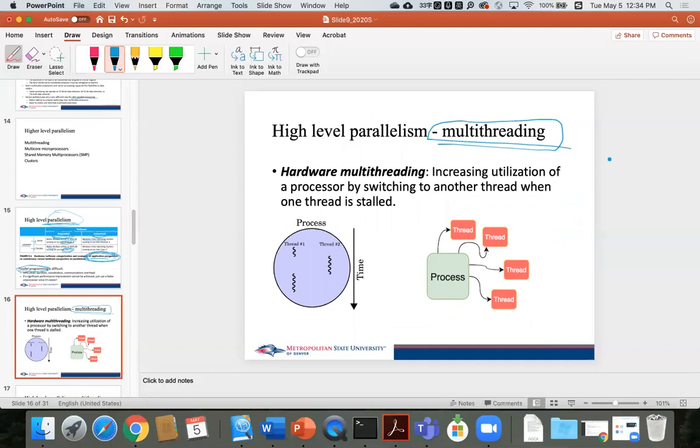So what is multiple threading? Hardware multiple threading means we would like to increase the utilization of a processor by switching to another thread when the current thread is stalled. For example, the current thread can be a task such as making coffee. When you're making coffee, you have a few steps: prepare the coffee beans, prepare the water, and start to brew. And then you might need to wait a certain time until the next step. At that time, you do not need to waste the resource of your processor. You do not need to stall the processor, right? So then we could switch to another process.